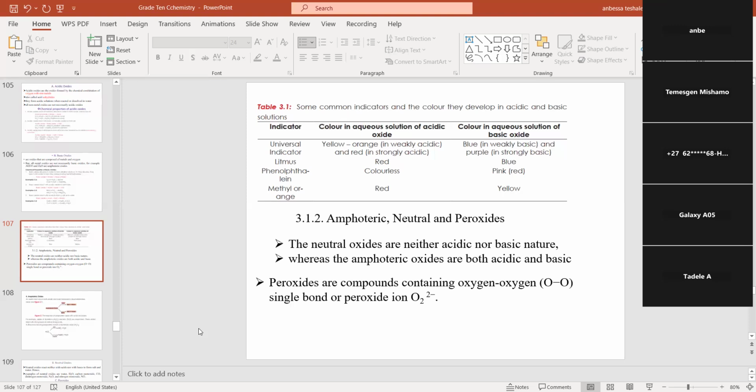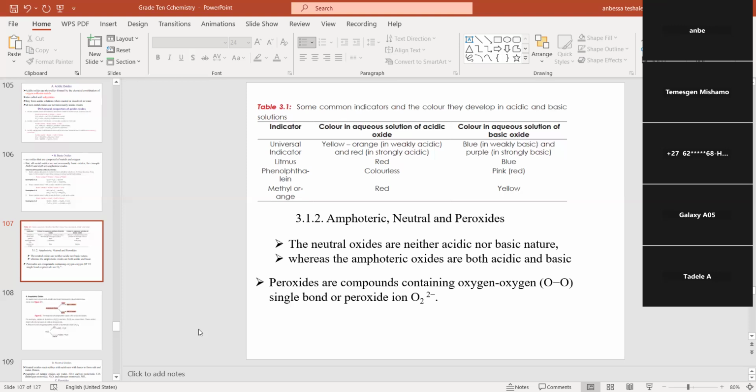እነዚህን ከለር ቼንጅ በማየት የተሰጣችሁ ሰብስታንስ አሲዲክ ነው፣ አሲዲክ ኦክሳይድ ነው፣ ቤዚክ ነው፣ አሲድ ነው፣ ቤዝ ነው የሚለውን መለየት እንችላለን ማለት ነው። The other class of oxides are amphoteric, neutral, and peroxide. A neutral oxide is neither acidic nor basic oxide, whereas amphoteric oxide contains both acidic and basic nature.